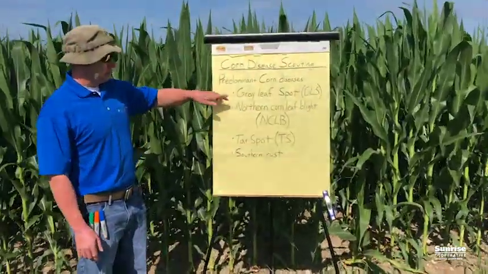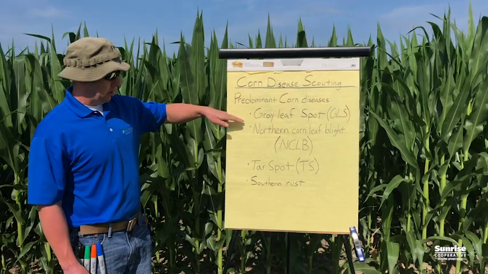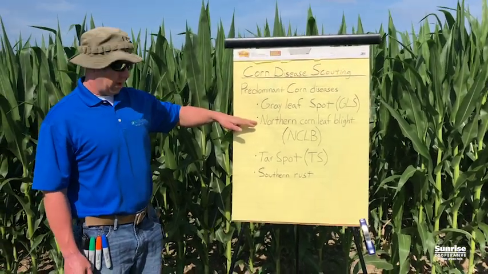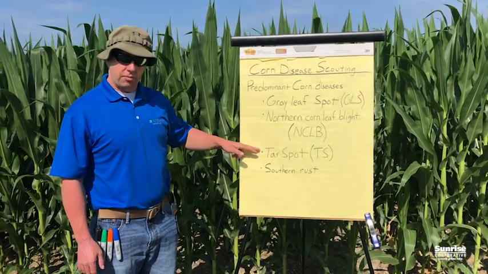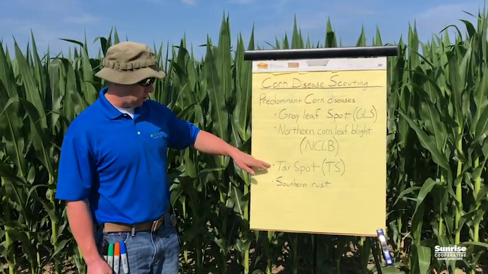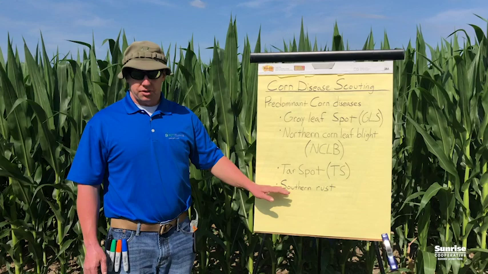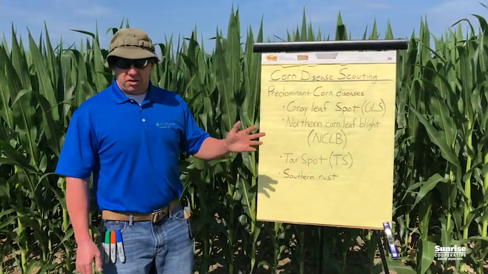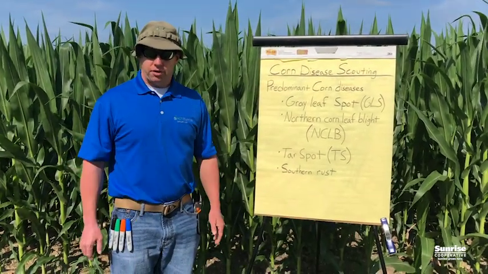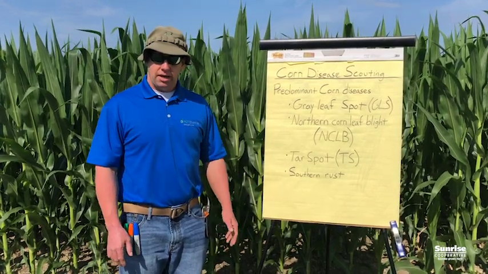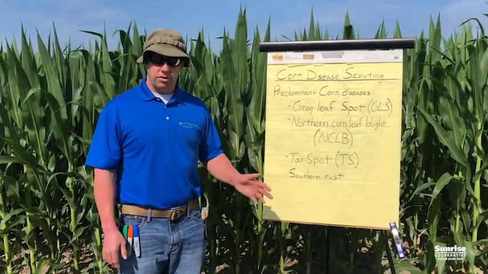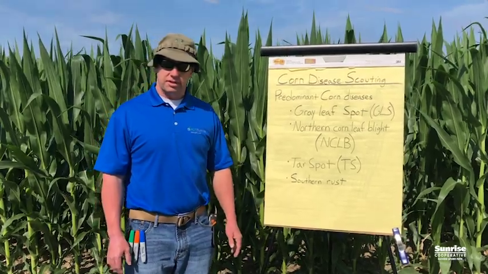Our predominant diseases are gray leaf spot, northern corn leaf blight, and a rather new one for us here in Ohio that started coming in about 2 years ago, tar spot, and then southern rust, which is a disease that shows up not very frequently. It blows up from the south. It's a tropical disease, usually follows hurricanes up in the trade winds, and it's something we haven't really seen a big impact from since about 2016 here in Ohio.